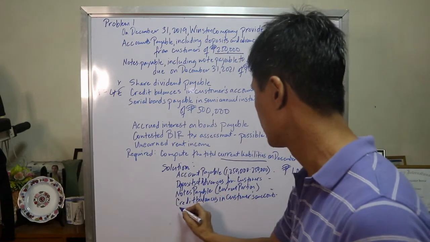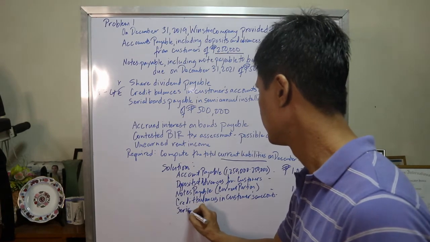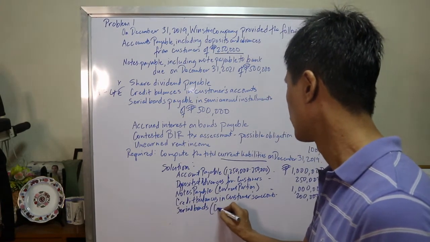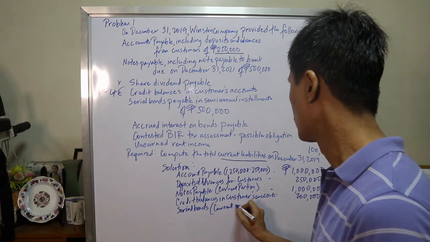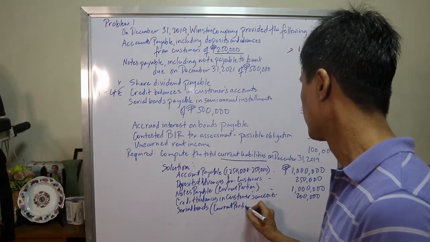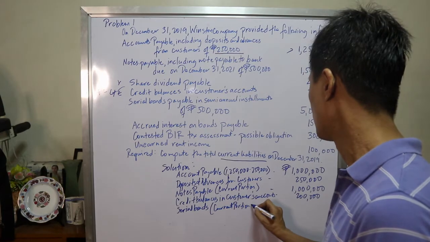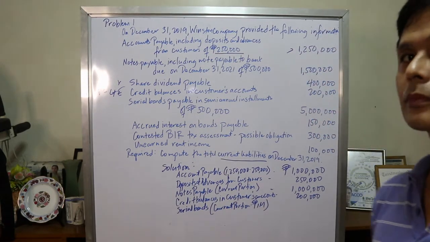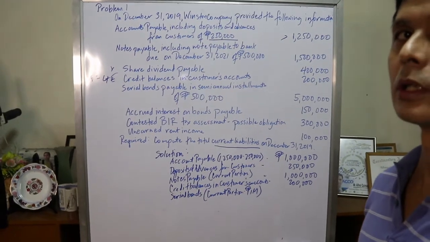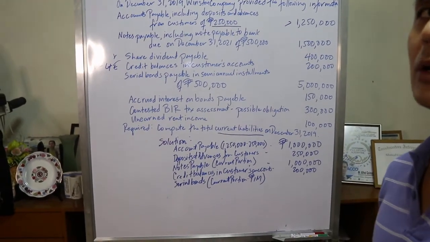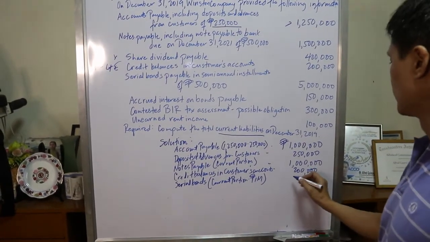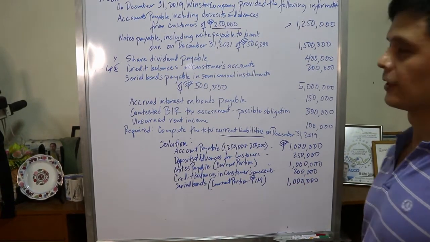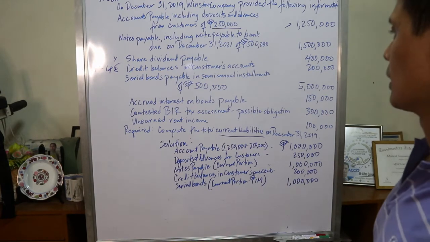So let's put here serial bonds. Okay, current portion of the serial bonds, which is 1 million pesos. So this is 1 million. Let me show it from another angle.